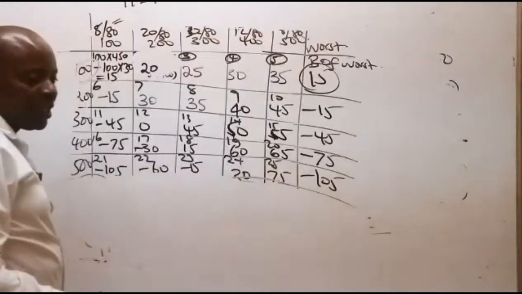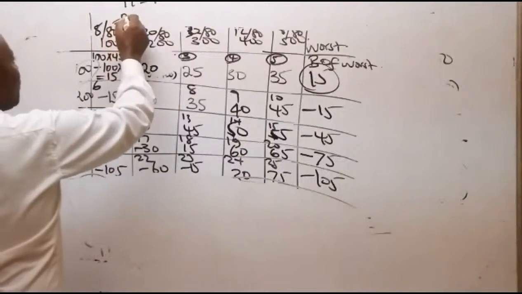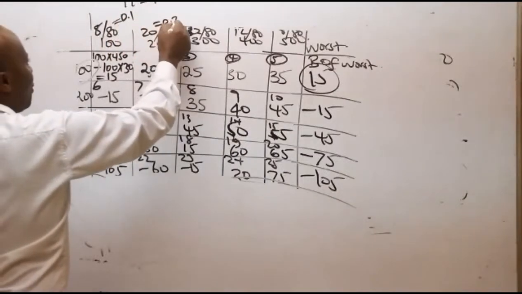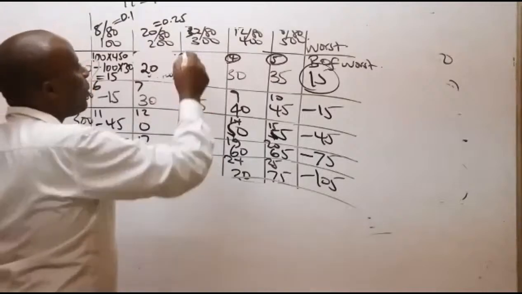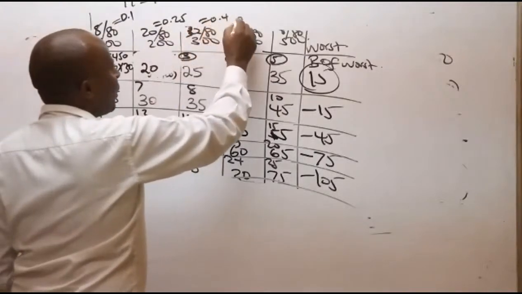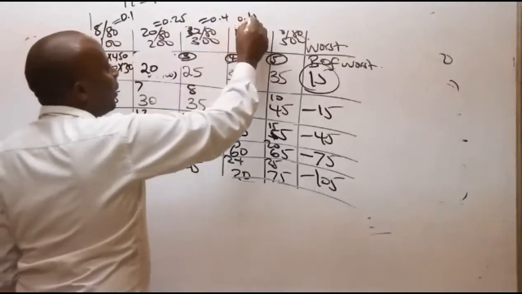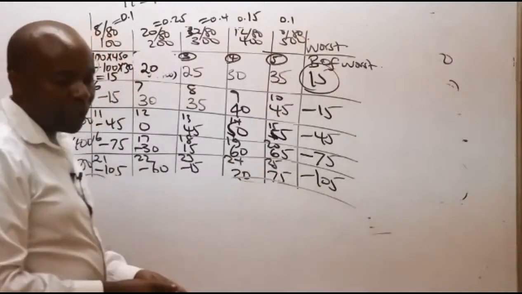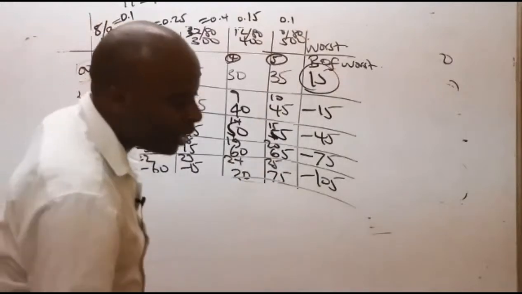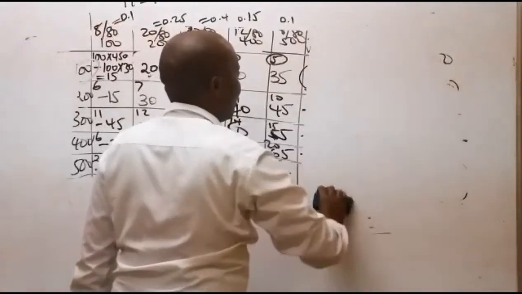So 8 over 80 gives us 0.1. This gives us 0.25. 0.4. 0.15. Then lastly, 0.1. So now out of this, I should be able to get expected monetary value for them.